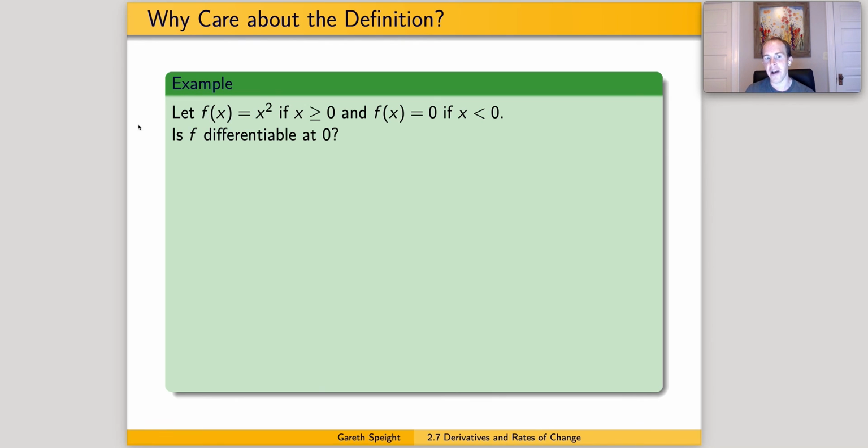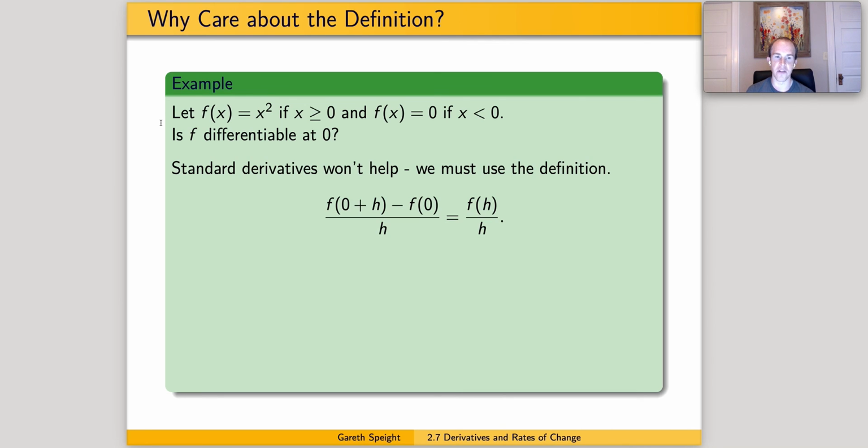But okay, let's say f of x is x squared if x is bigger or equal to 0, and f of x is 0 if x is less than 0. Is our function differentiable at 0? You could maybe try to wing it using the rules, but really they don't apply in this case. And there are more complicated examples that I could make if I really wanted to. So with this example, we really have to go back to the definition of derivative. Okay, so we can't use standard results.